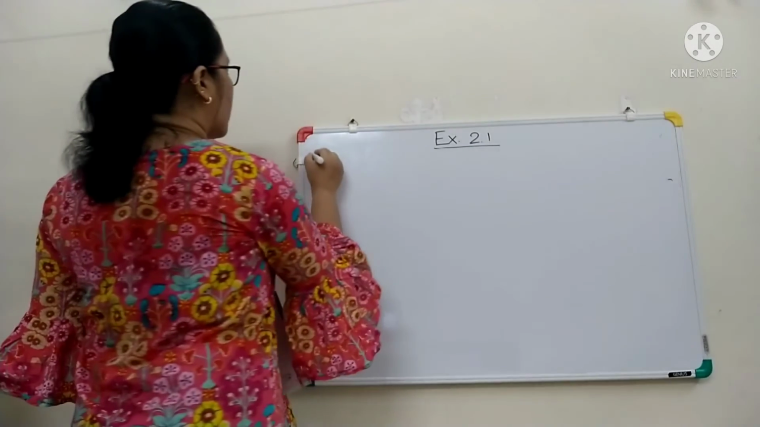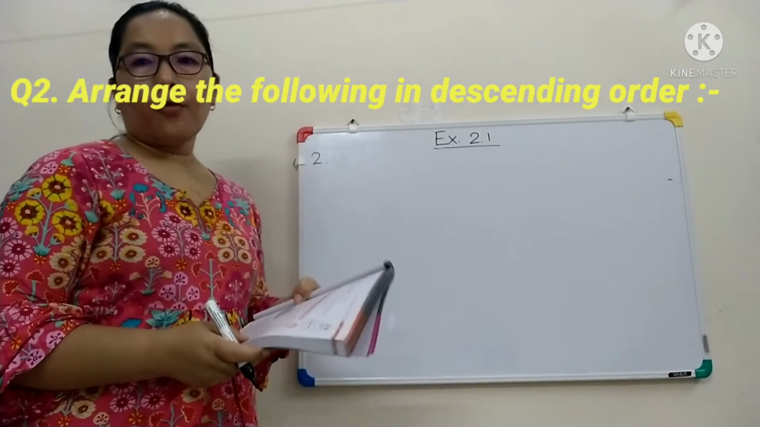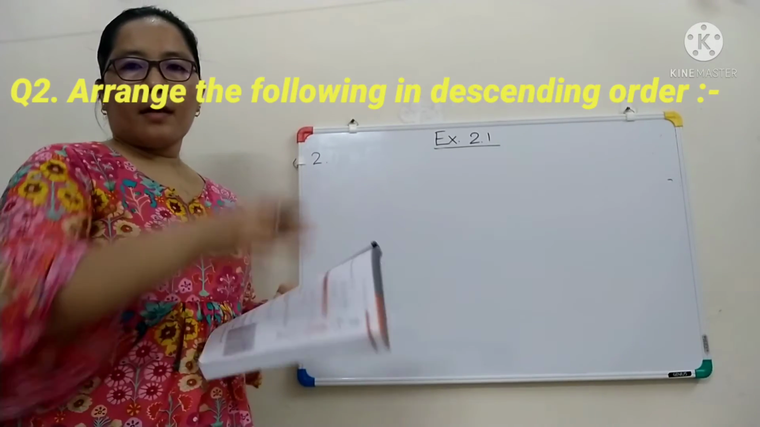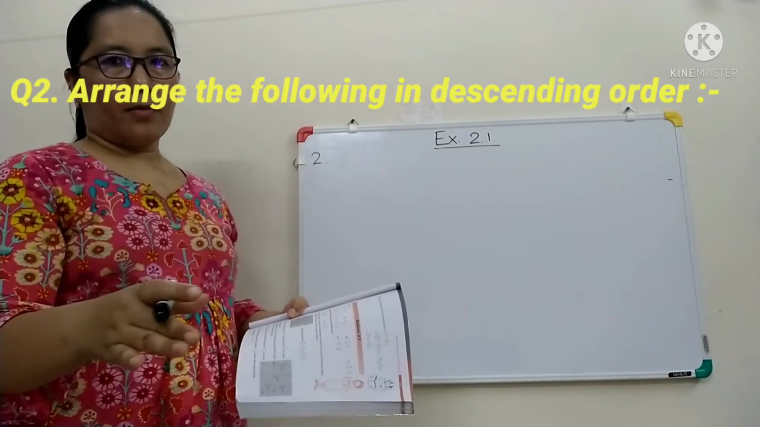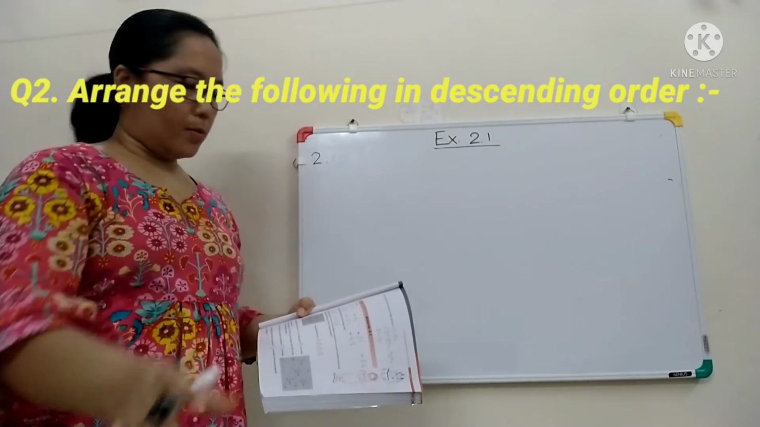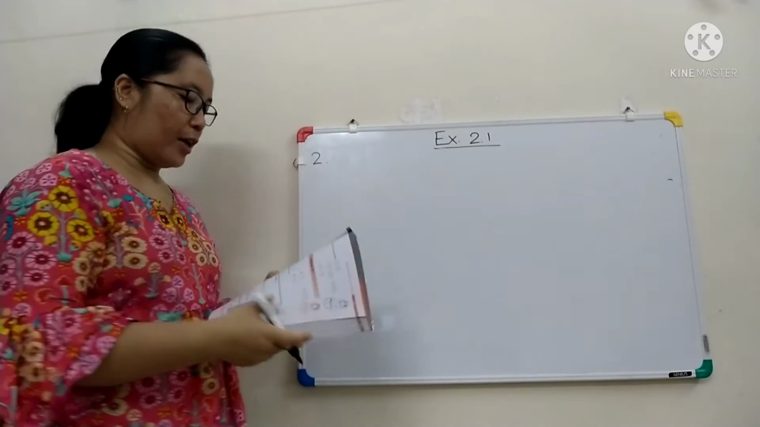Come to question number 2. Here it is asking us to arrange the following in descending order. That means, what does descending mean? Greater number to the smaller number. Decreasing order. From bigger to smaller number, or we can say greater number to smaller number. But these are not whole numbers, they are in fraction form.